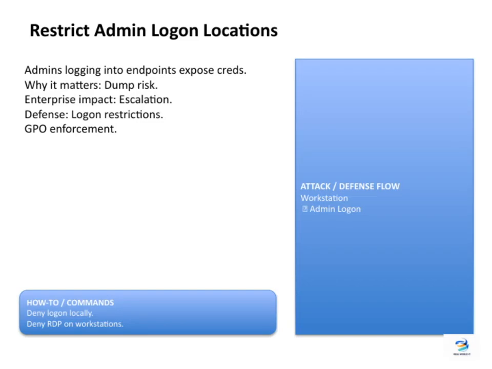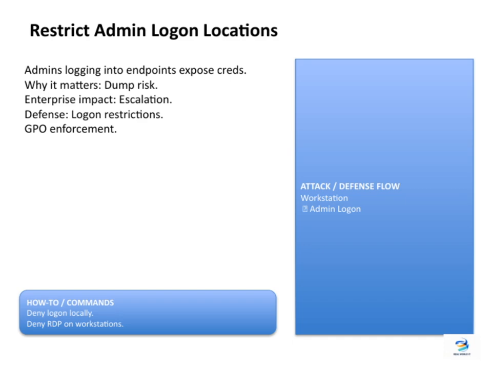Let's take a closer look at the attack and defense flow when it comes to workstations. One key aspect is the admin logon process. It's crucial to deny logons locally on workstations and also restrict RDP access. Why? Because when admins log into endpoints, their credentials are exposed, which significantly increases the risk of credential dumping. This is important because credential dumps can lead to escalation within the enterprise, giving attackers broader access.